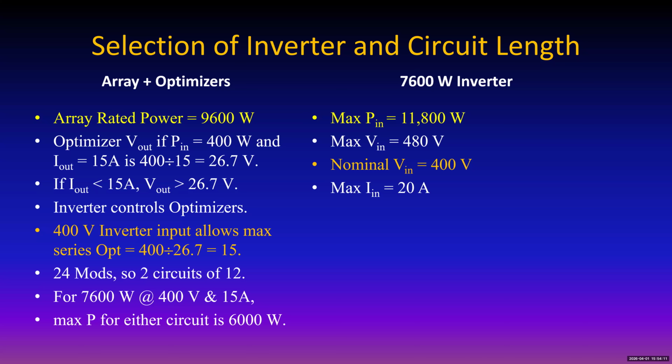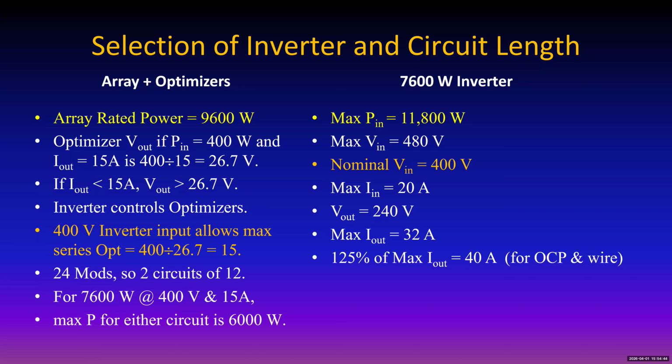but the optimizers themselves probably don't want more than 15. So the inverter itself wants no more than 20, but if you have 2 strings of modules, then each string wouldn't want to have more than 10 amps. So, output voltage 240, output current maximum is 32. Why 32? That's a nice number. Well, 125% of 32 matches up perfectly with the 40 amp circuit breaker and some number 8 wire. 125%, there it is right there.